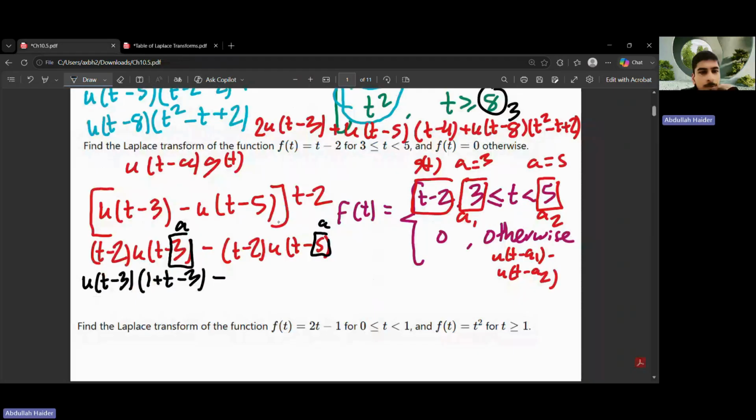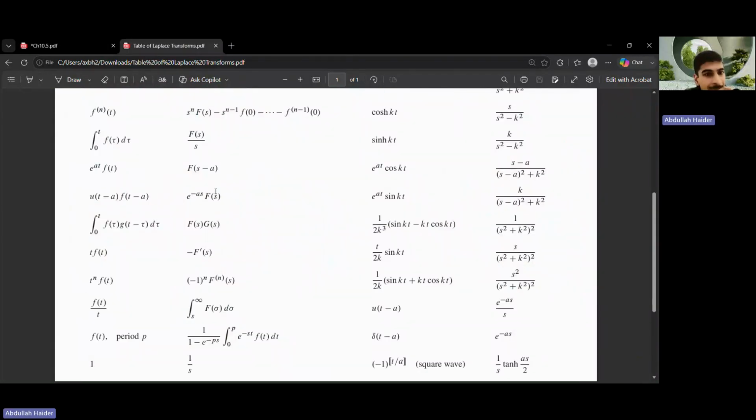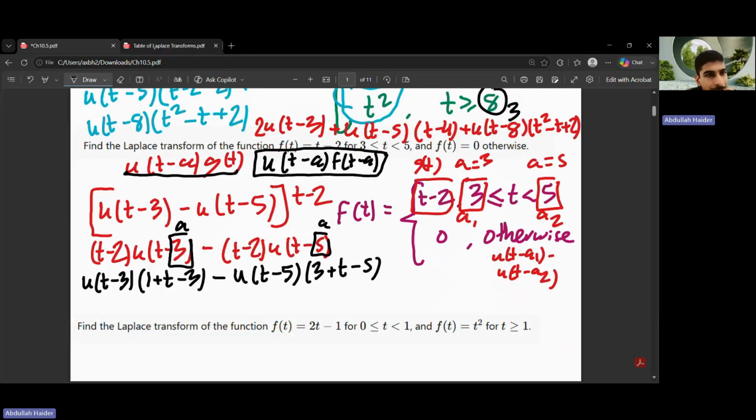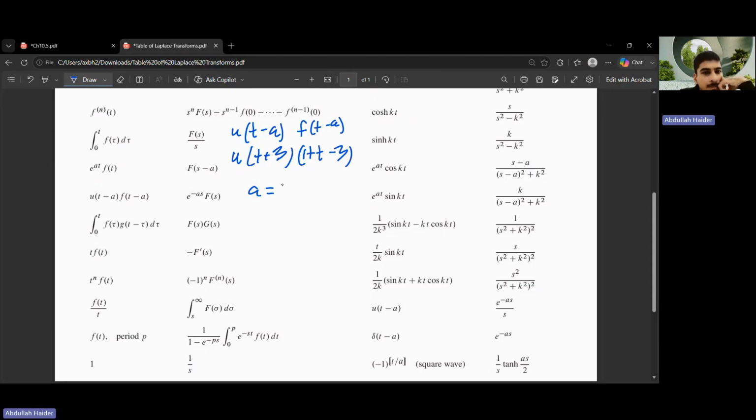Okay, and this is equal to e to the power minus as times the Laplace transform of this f(t), e to the power minus as F(s). Because there's really no space here, I'll use the table. So we have u(t minus 3), 1 plus t minus 3. So this matches the form u(t minus a) f(t minus a). So in this case, our a is... well, why is this plus? It's supposed to be minus here.